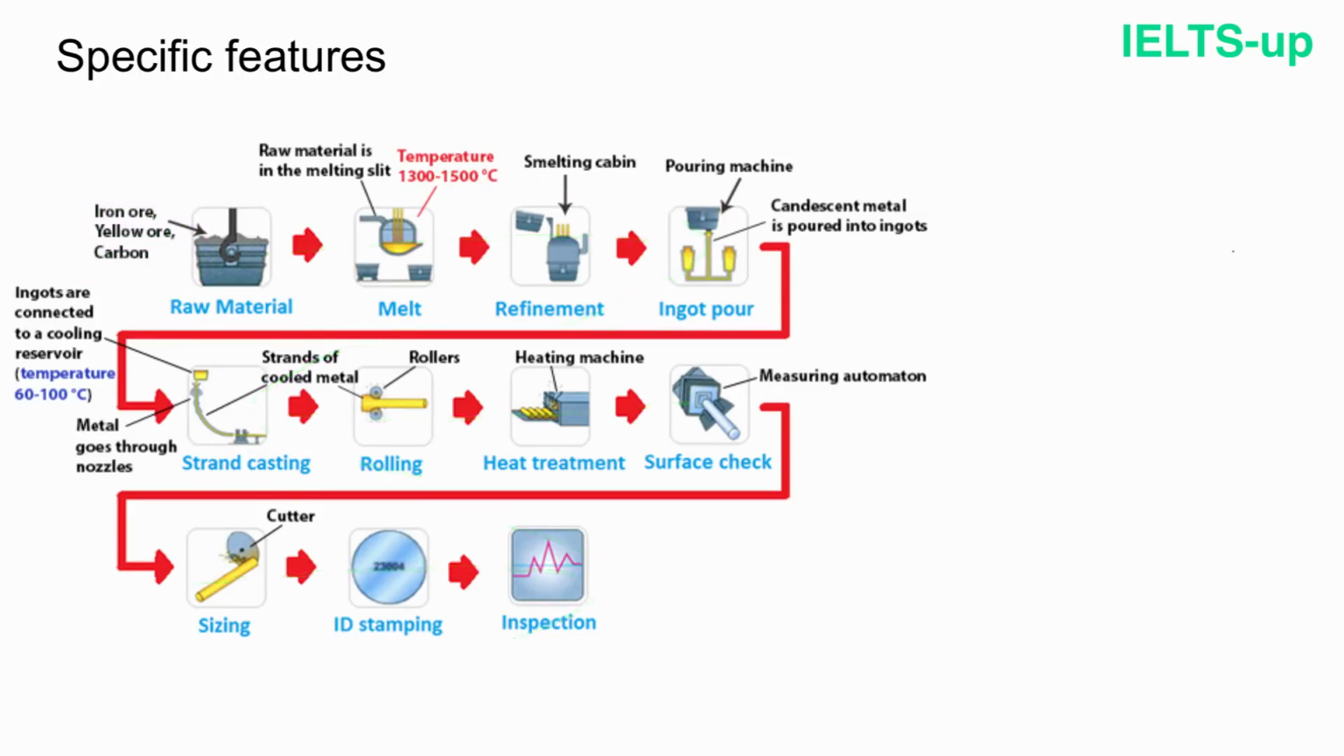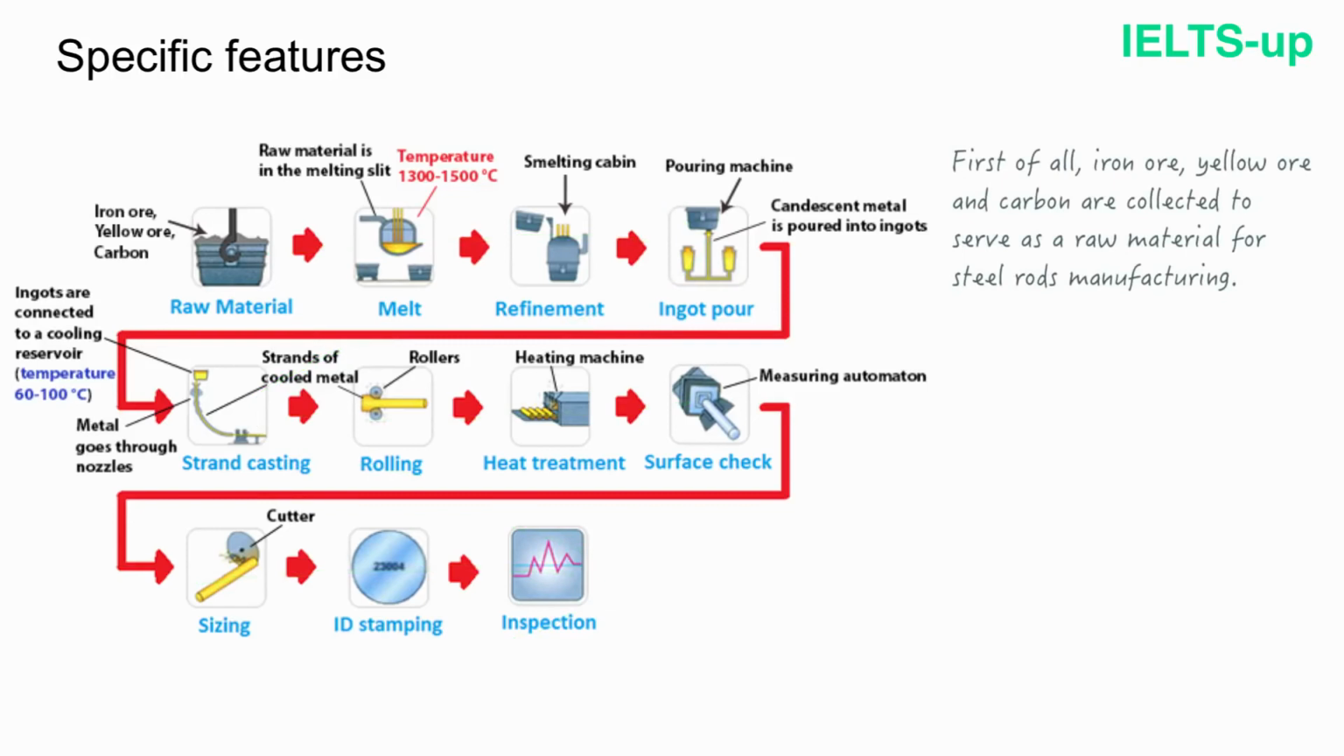I describe the stage in such a way. First of all, iron ore, yellow ore, and carbon are collected to serve as a raw material for steel rods manufacturing. Then we move on to the next stage, which is called melt.